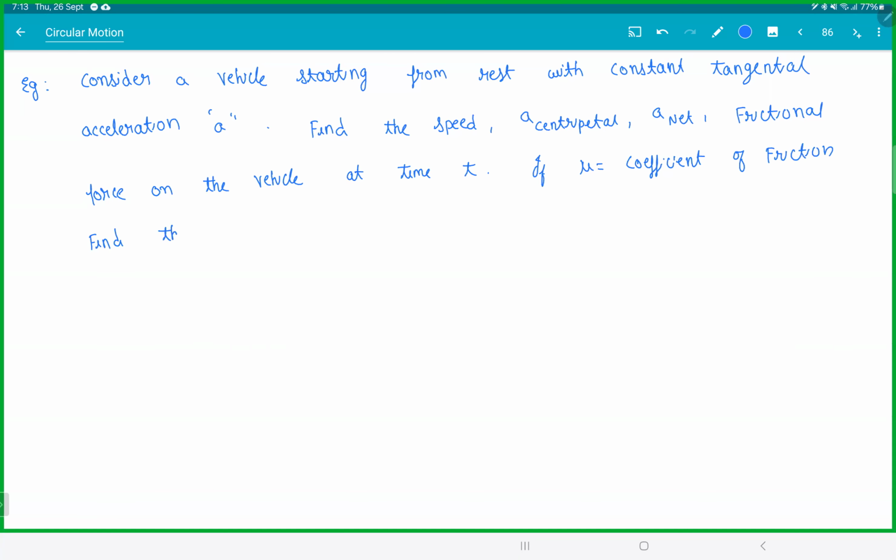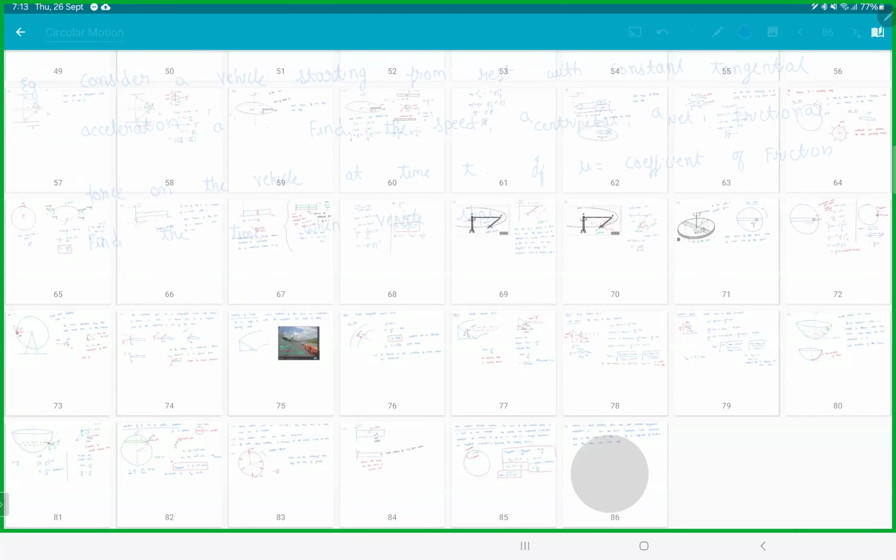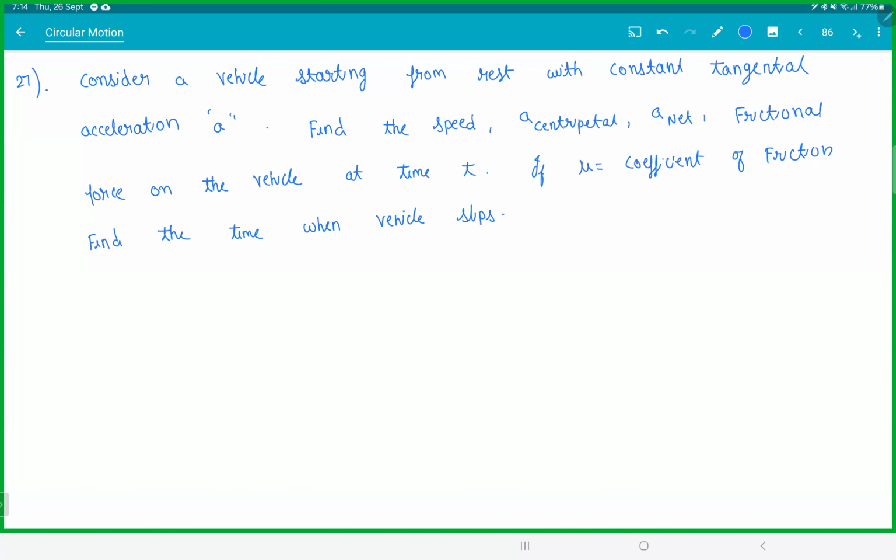Think about it. If the vehicle just keeps on going faster and faster, at one point your friction cannot give the force that is required and you start slipping. Find the time when the vehicle slips. You want to try for a minute? Give it a try for 2 minutes and then I'll show you one anyways. We'll do it as a problem only.